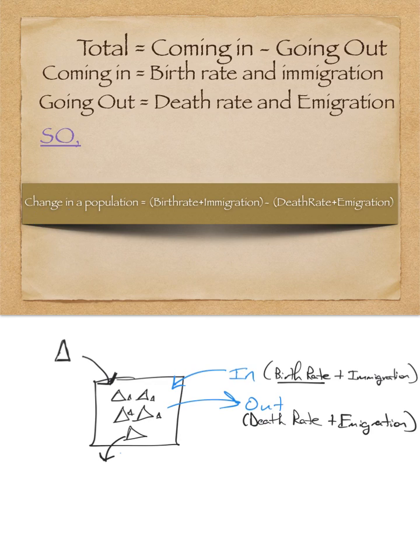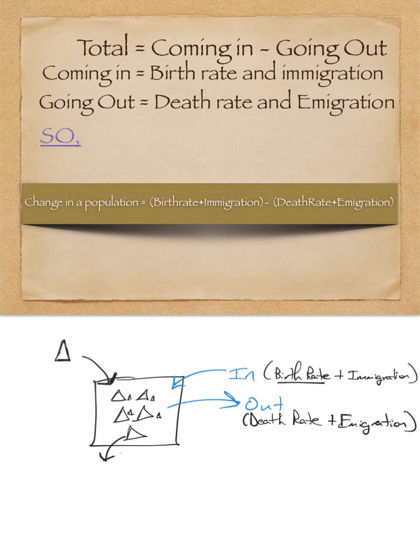So any change in a population, in its most basic form, is considering the birth rate and immigration minus the death rate and emigration. In other words, in minus out. And those two together give you the change in that population, right?